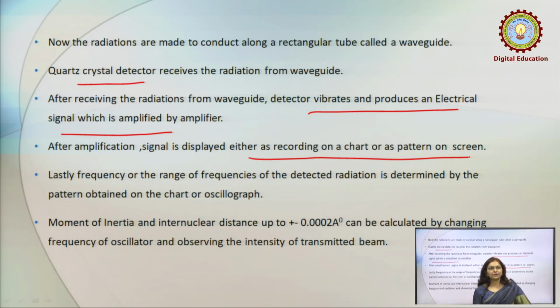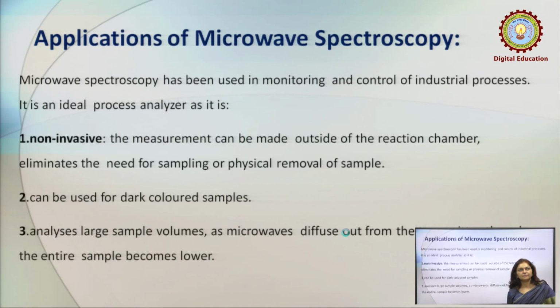Lastly, the frequency or the range of frequencies of the detected radiation is determined by the pattern obtained on the chart or oscillograph. Moment of inertia and internuclear distance up to plus or minus 0.0002 Angstrom can be calculated by changing the frequency of the oscillator and observing the intensity of the transmitted beam.